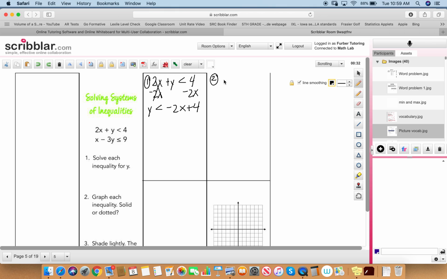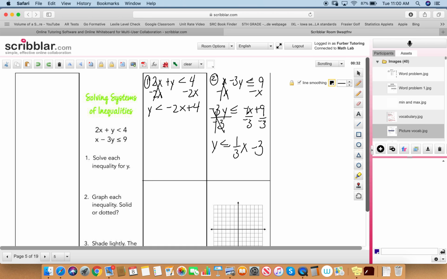For the second equation, x minus 3y is less than or equal to 9. I'm going to subtract the x from both sides. And I'll put the x term first over there, negative x plus 9. Now right here, in order to get rid of the negative 3 that's being multiplied with y, I have to divide by negative 3, which means that I'm going to have some sign changes. This means negative 1, so that's going to become positive 1/3 x, and positive 9 divided by negative 3 is negative 3.